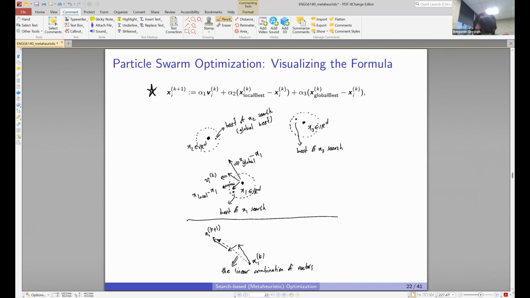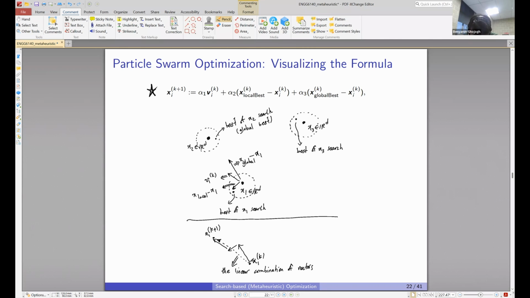Assume the best solution in the local search of x2 is here, the best of x3 is here, the best of x1 is here. And among these three, this is the best, which is the global best of this iteration. So I have a vector from x1 toward this global best, x global minus x1. I have this also from x1 to the local best of x1, which is here, x local minus x1. I have also assumed that this was the previous vector for the update of x1. So I have these three vectors.